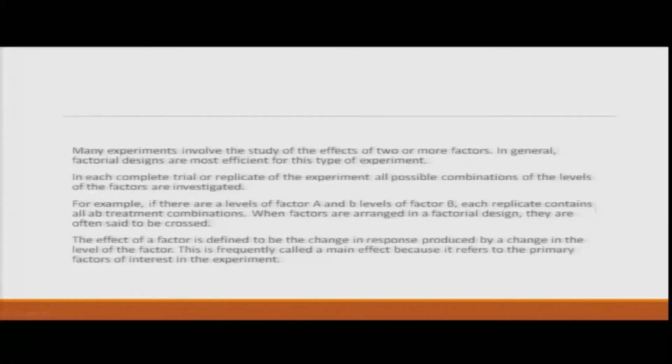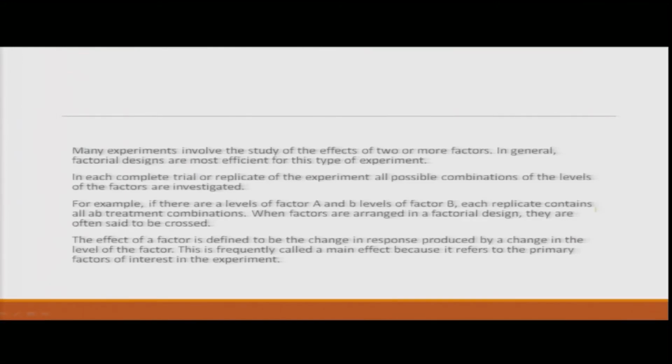Many experiments involve the study of the effects of 2 or more factors. In general, factorial designs are most efficient for these types of experiments. In each complete trial or replicate of the experiment, all possible combinations of the levels of the factors are investigated. For example, if there are a levels of factor A and b levels of factor B, each replicate contains a times b treatment combinations. So, you are basically finding the treatments and the combinations accordingly.